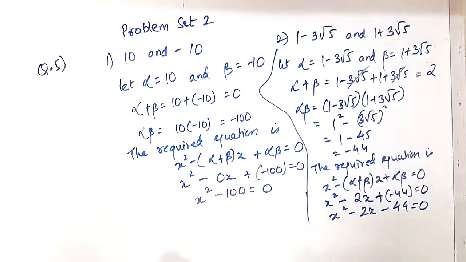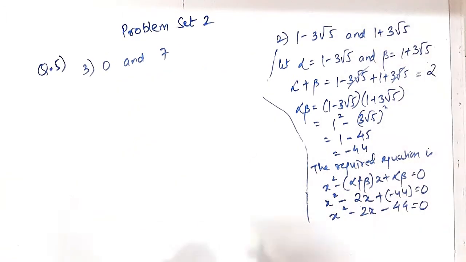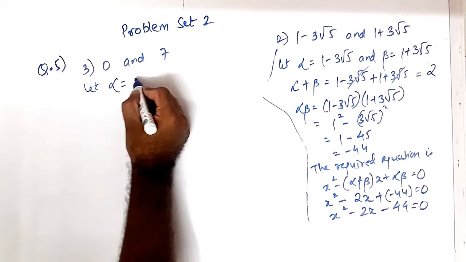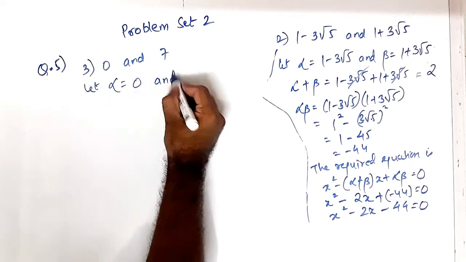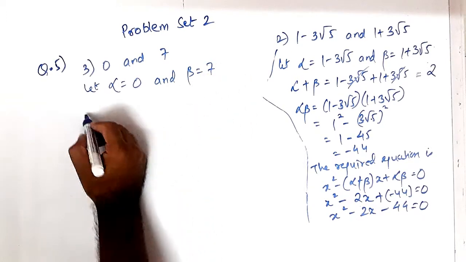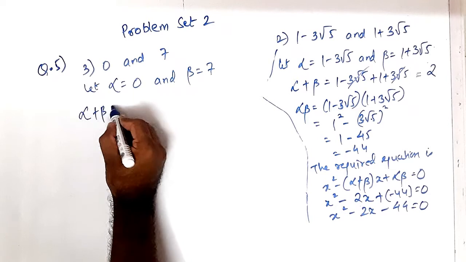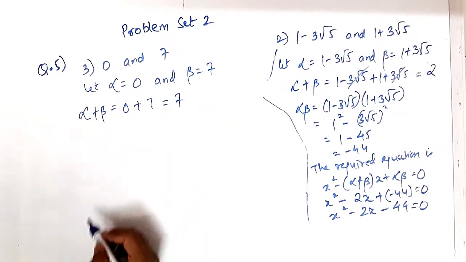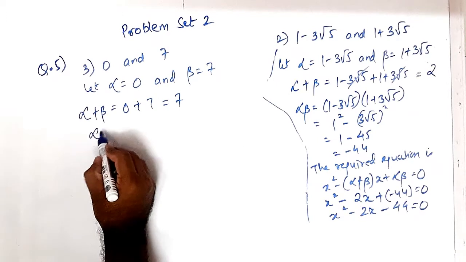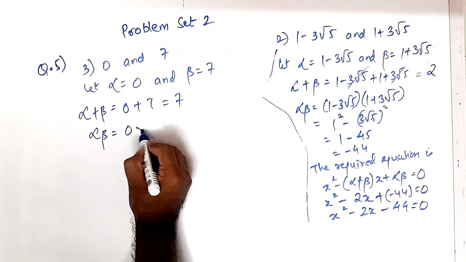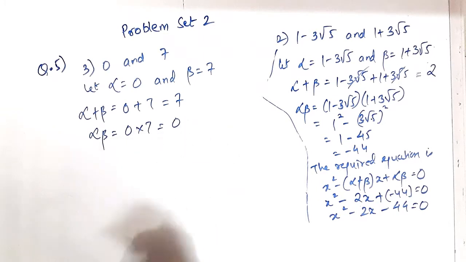Let us solve the third one. The third one is very simple, 0 and 7. I'll take again, let alpha equal 0 and beta equal 7. The first thing I'll do is find the sum of the roots. 0 plus 7 equals 7, and the product of the roots is 0 into 7. 0 multiplied by any number in mathematics is 0.